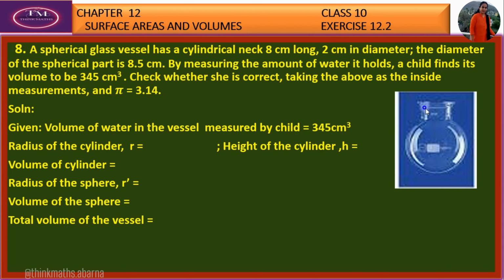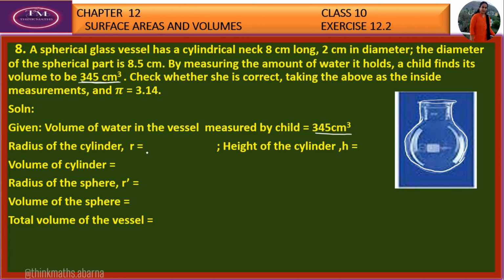Now what is given? So there is a spherical glass vessel. In this spherical glass vessel, there is a sphere at the bottom and the neck is in the shape of a cylinder. So these are the two shapes it takes. A child measured that its volume is 345. Now we have to check whether it is correct or not. So let us start the solution. It is given that the volume of water measured by the child is 345 centimeter cube.